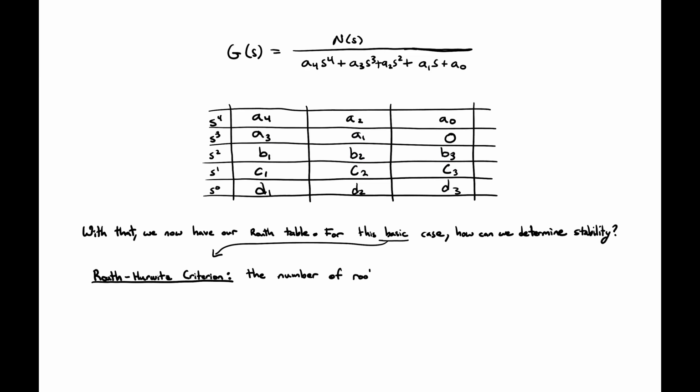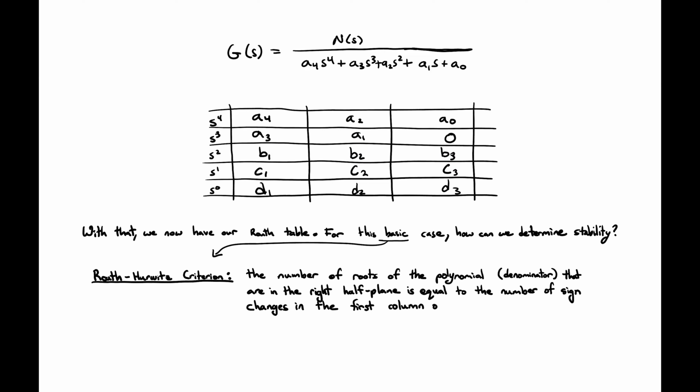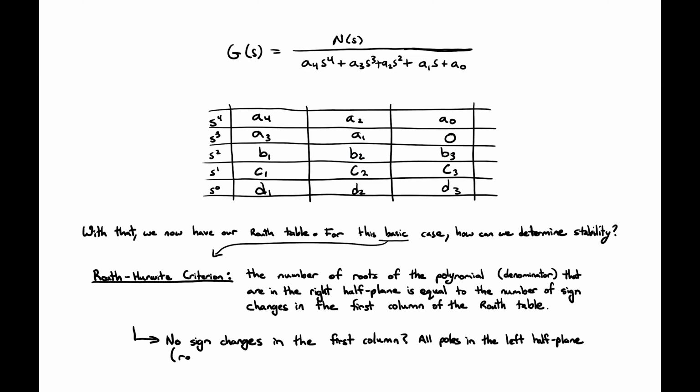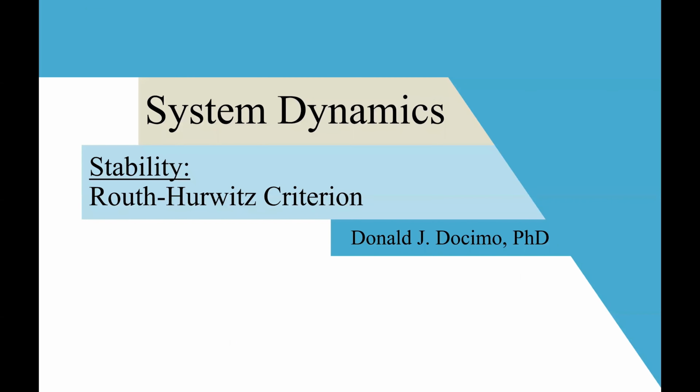The Routh-Hurwitz Criterion says the number of roots in the polynomial, the denominator, that are in the right half plane is equal to the number of sign changes in the first column of the Routh table. Let's translate that into something a little bit more basic. If there are no sign changes in the first column, all our poles are in the left half plane, which means their real parts are negative and the system is stable. And that covers the Routh-Hurwitz criterion. The next video is going to cover an example for this.